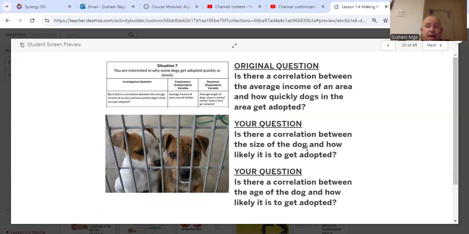But all good questions. And I particularly like this one, the age of a dog and how likely it is to get adopted. People are always kind of like the puppy that's super cute and very young, but perhaps that older dog that's got some issues, some medical concerns, perhaps might not live as long. That might not be one that's going to be as quickly adopted. And I thought that was also a great question. Remember at this stage, we're not looking to see if that is true, but it's something that we might test to see if it's true using that data cycle.